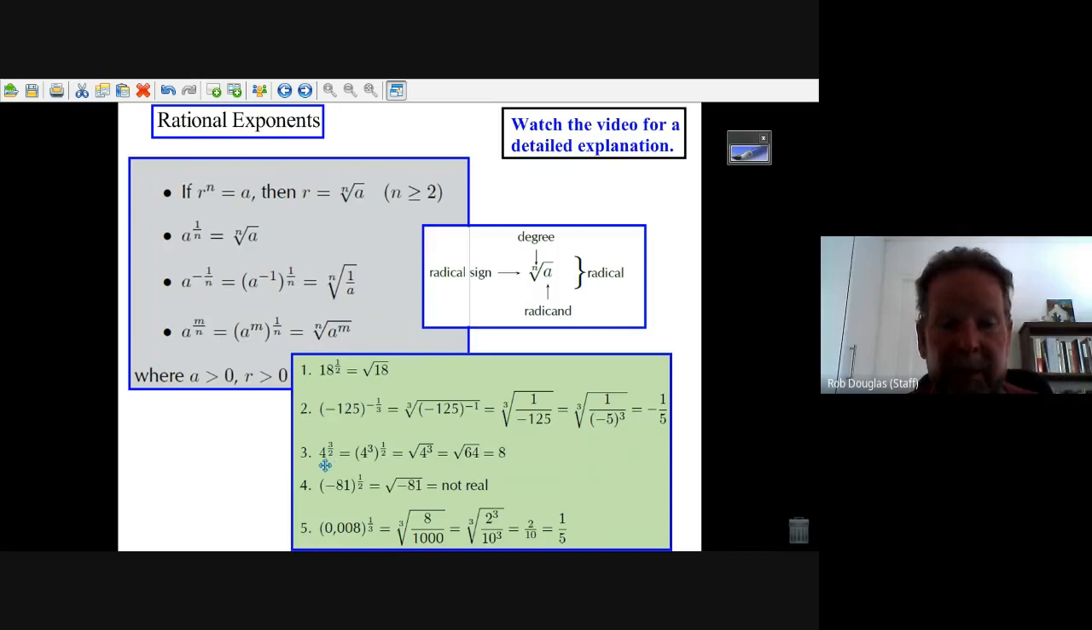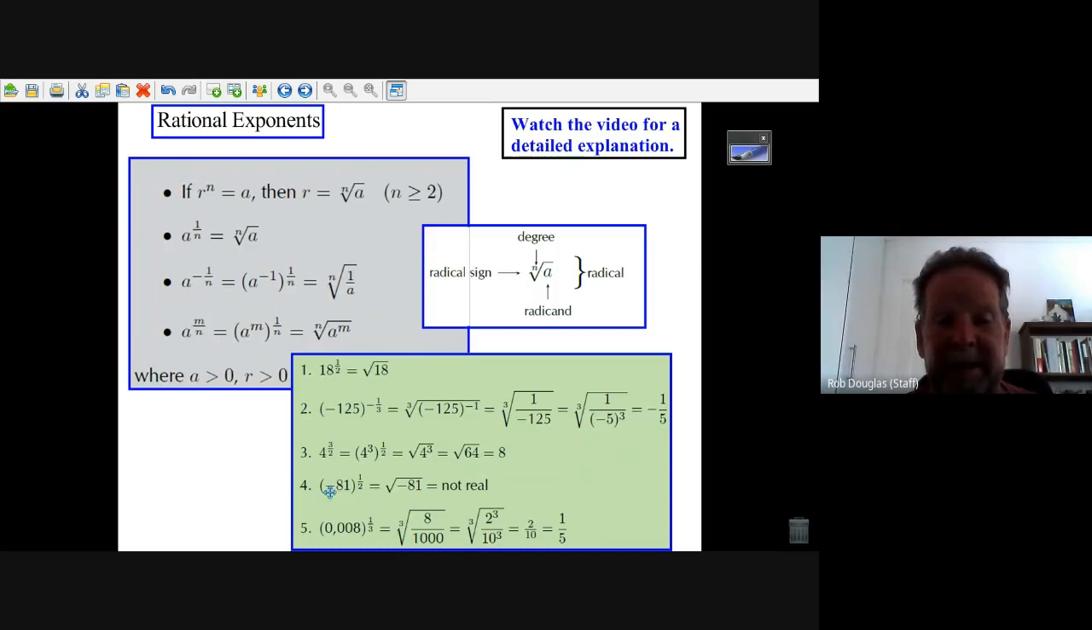So here's an example of 4 to the 3 over 2. It's really 4 cubed to the half power. It's the square root, we don't have to write the little 2 in there, of 4 cubed. Well, 4 times 4 times 4 is 64. The square root of 64 is 8.